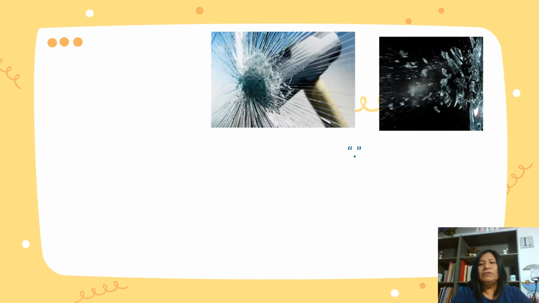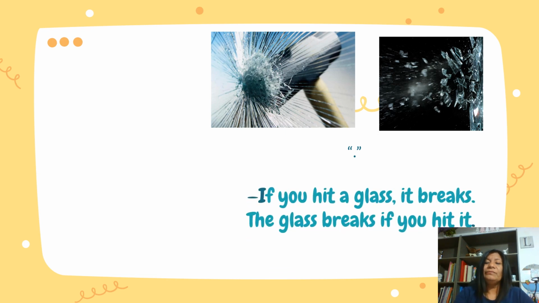Okay, let's continue. Look at this picture. What happened with this picture? One is a hammer and the other one is a glass. But what happened? In this example, it's very important that you see, because I'm going to show you two sentences. They mean the same, but they are written down in a different order. Okay, look at this. If you hit a glass, it breaks. The glass breaks if you hit it.